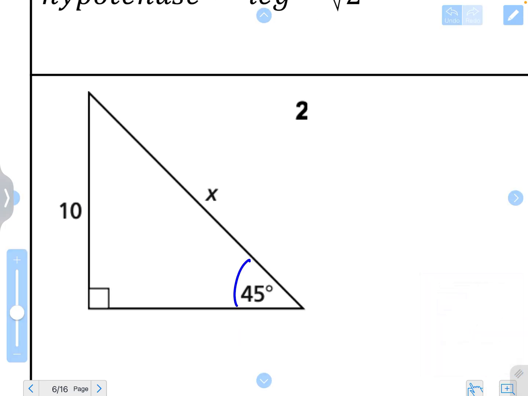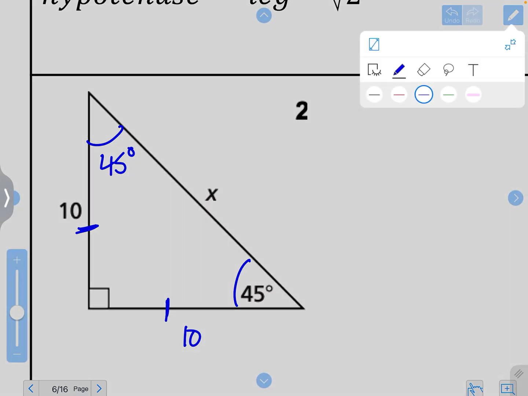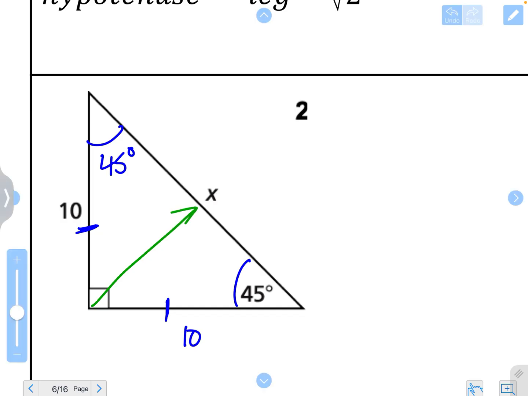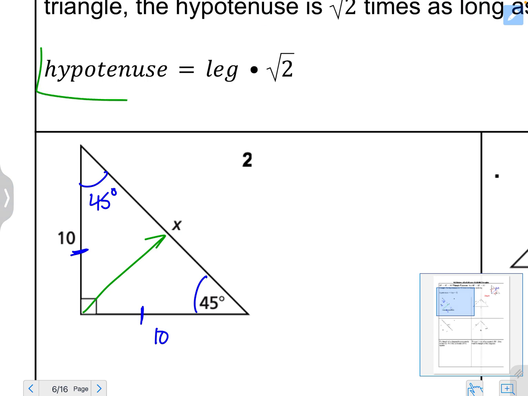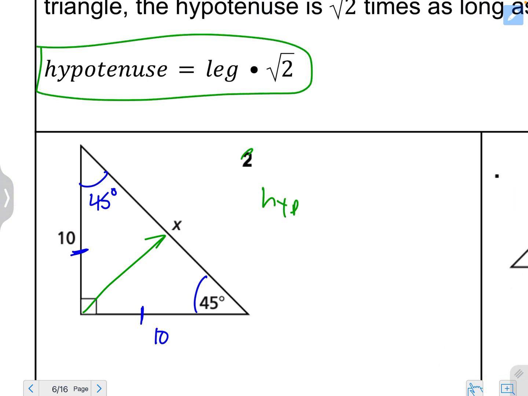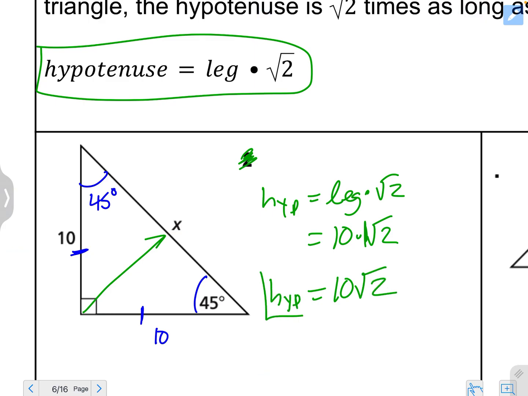Here I've got one angle marked at 45 degrees, which means I automatically know that the other angle is 45 because 45 plus 90 is 135 and 180 minus 135 is 45. So that tells me that this leg is congruent to that leg, and I know the ratio of my hypotenuse. Our hypotenuse equals the leg times the square root of 2. We know that our legs are 10, so we multiply that by the square root of 2. Our invisible number in front of that square root is 1, so 10 times 1 is 10, and the square root of 2 is our hypotenuse.